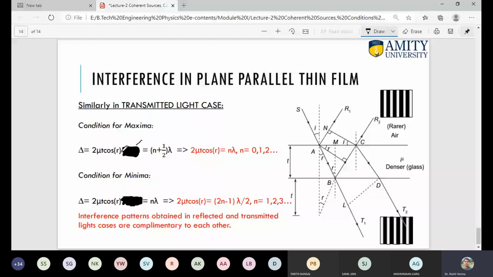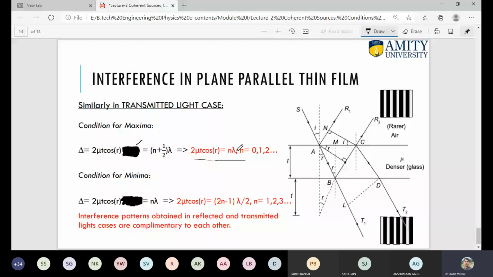So the path difference will be delta equals 2 mu t cos r. In order to determine the condition for constructive interference, we equate 2 mu t cos r to 2n times lambda by 2. Then the 2 in the numerator will be cancelled out by the 2 in the denominator. So we get 2 mu t cos r equals n lambda. The condition of constructive interference comes out to be 2 mu t cos r equals n lambda.